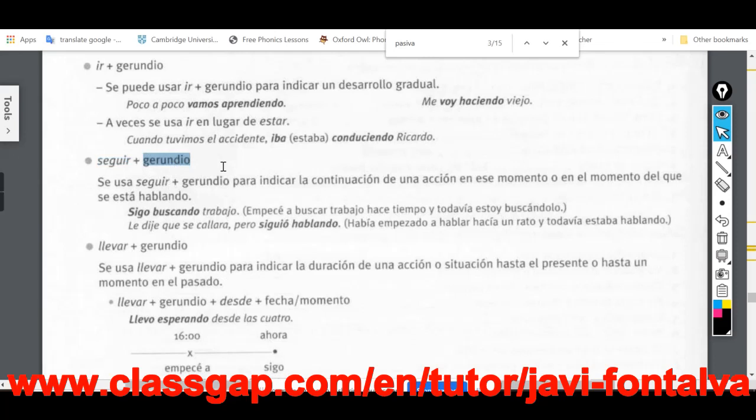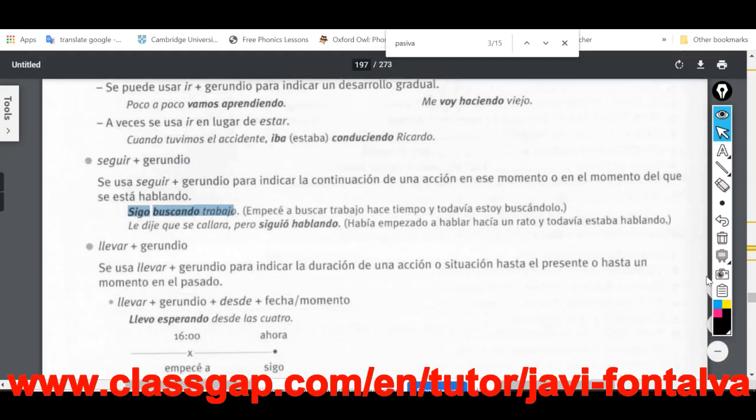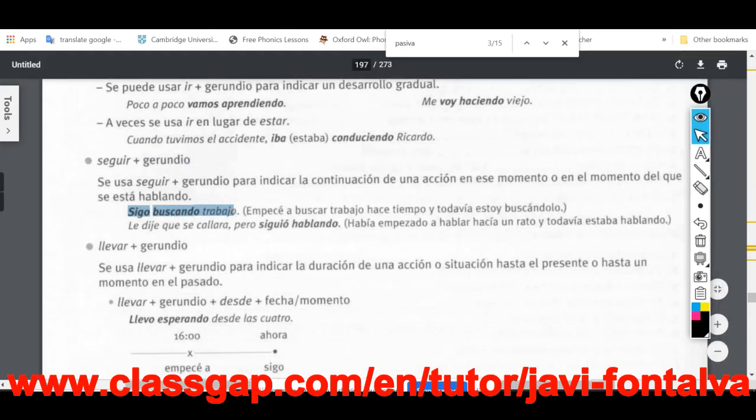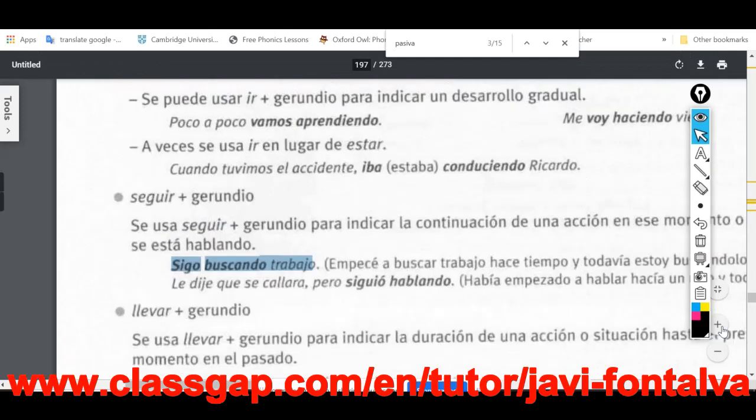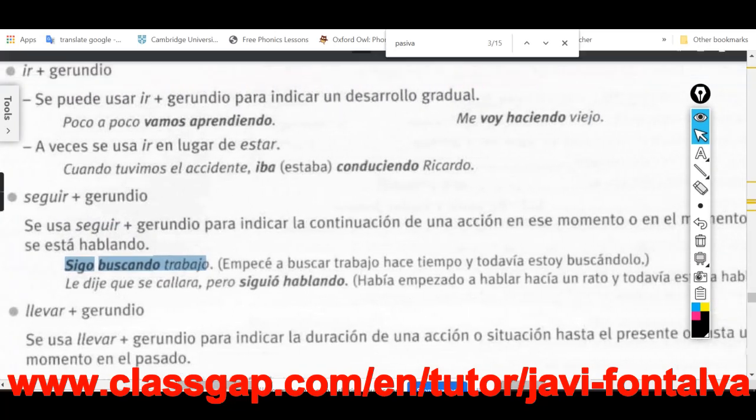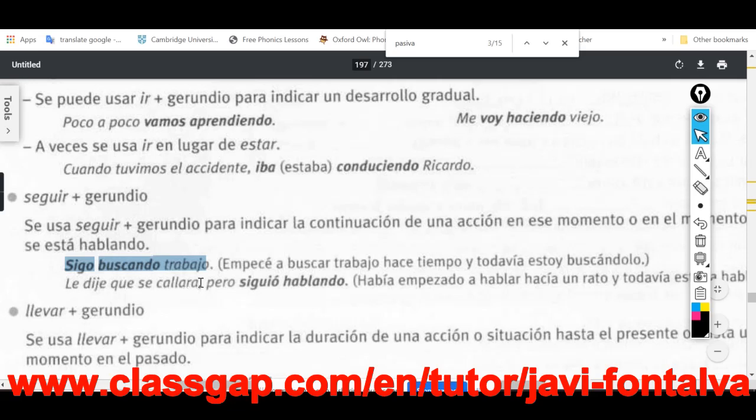So for example, sigo buscando trabajo. I'm still looking for a job. Well, I keep looking for a job. Le dije que se callara. I told him to shut up. But he kept talking. He kept on talking.